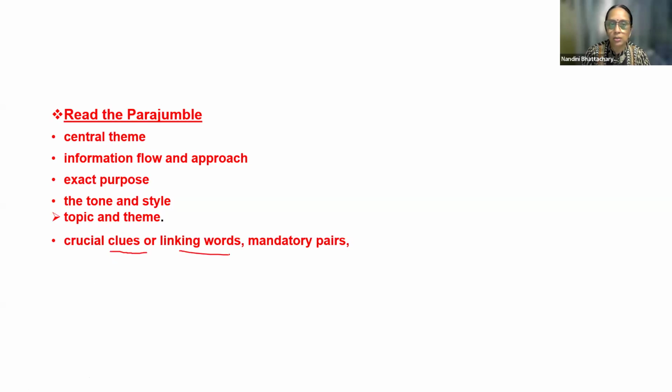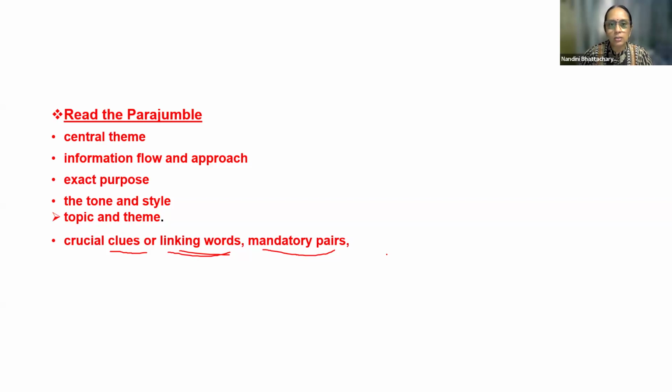So the linking words, the style, tone, of course, and maybe the chronology. Linking words may determine chronology of sentences. And then we come to the mandatory pairs. Now when we were doing para completion, if there was a sentence missing in between, how did you determine what sentences will go in? A sentence that should link the previous sentence or the next sentence.